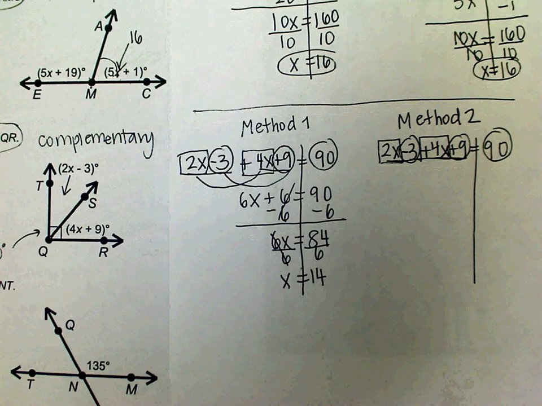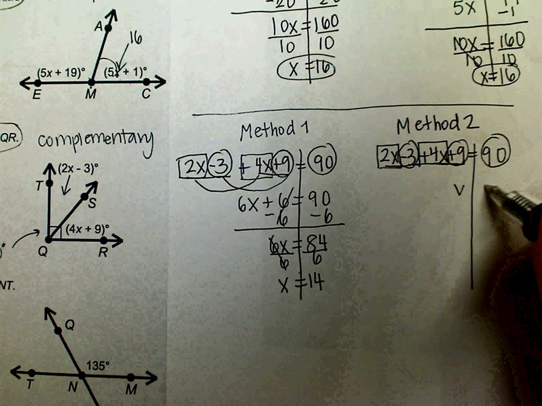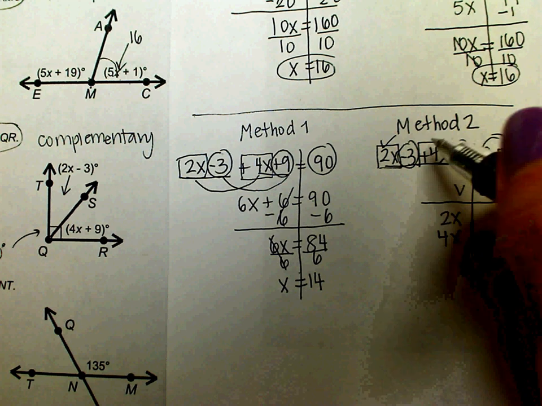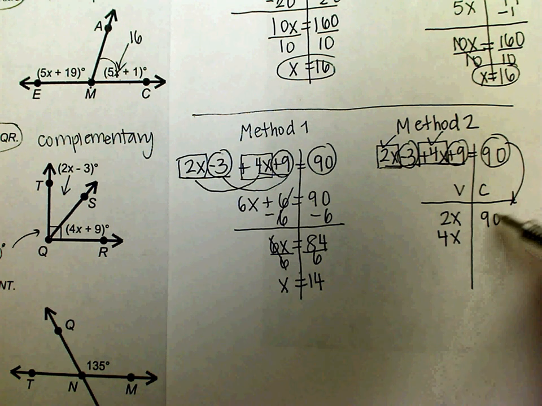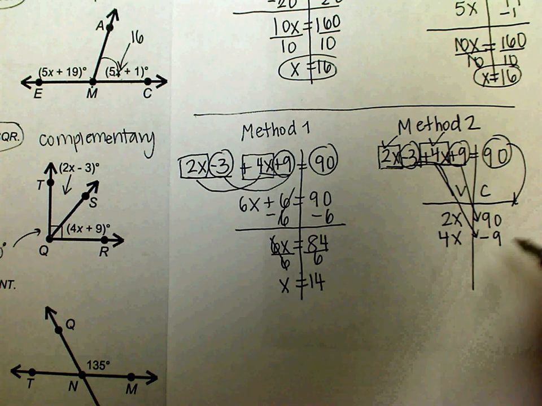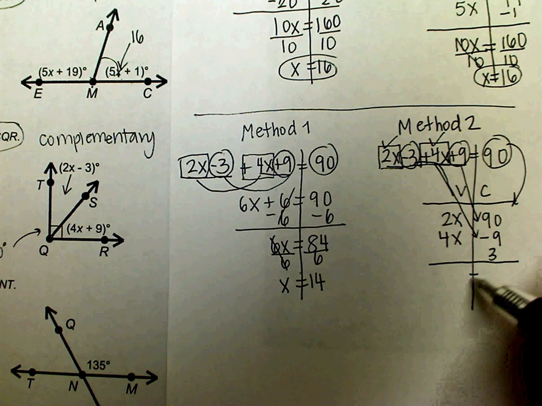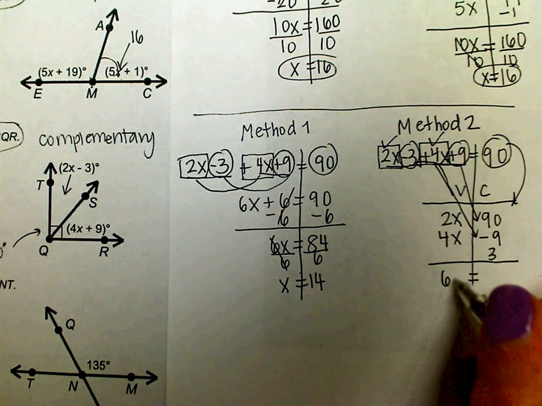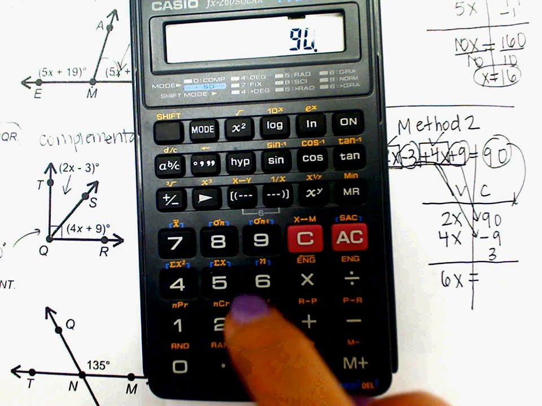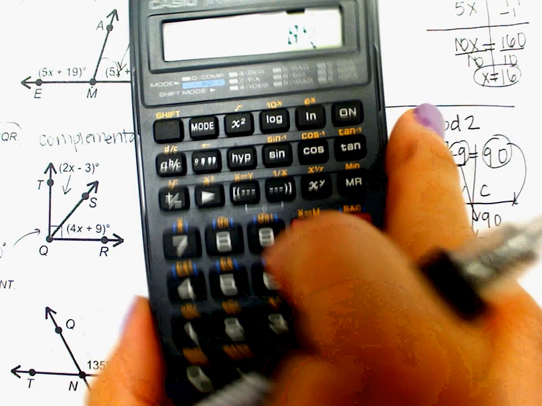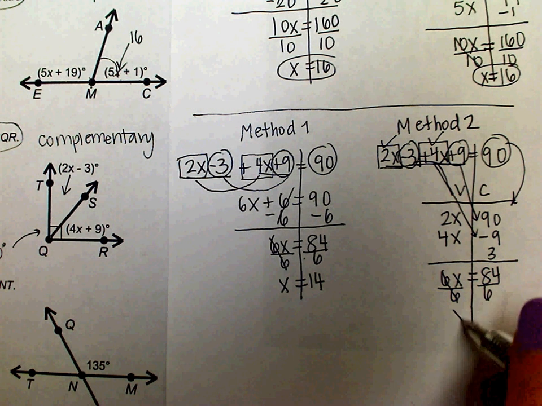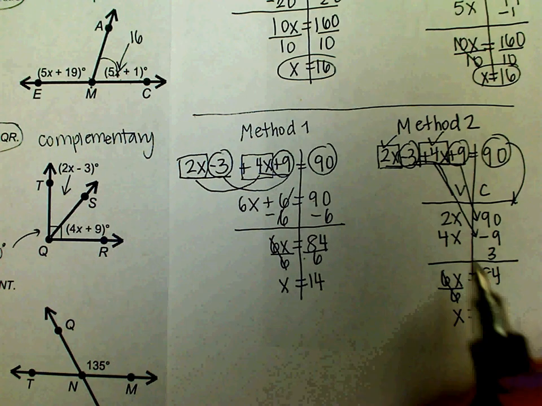Those of you that prefer that, you write variable constant. You have 2x. You have 4x. Then you have 90. Crossover becomes negative 9. Oops, not that one. Crossover, that becomes positive 3. Alright, so add them up. 2x plus 4x is 6x. 90, okay, plus negative 9 plus 3 equals 84. Divide, divide. So x should equal 14, which I know it does because we did it over here already.